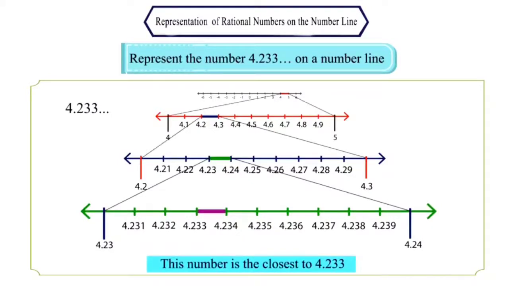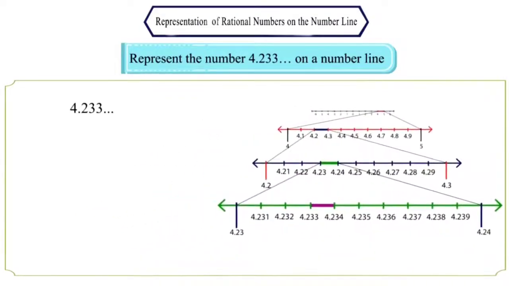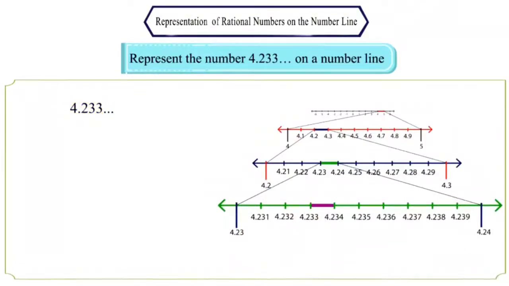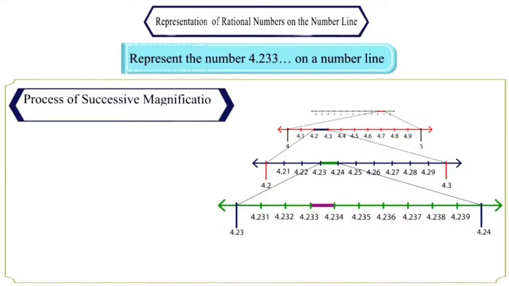Here we can say that though we cannot accurately locate the given number on the number line, we can still represent its closest value. So, representing any number on the number line depends on how many numbers after the decimal are to be considered while representing them. To accurately or precisely locate the number on the number line, we had to divide or magnify the number line into many such 10 equal parts.